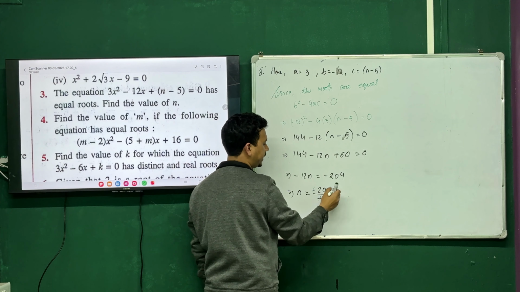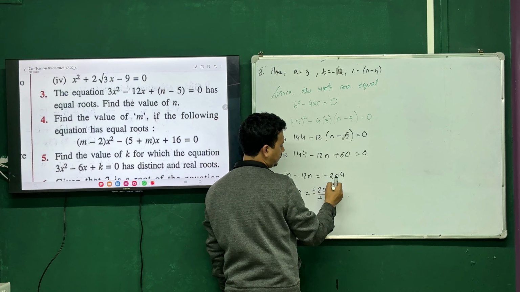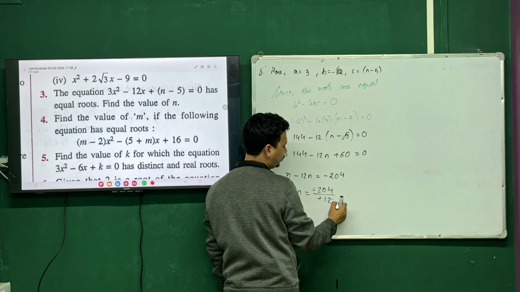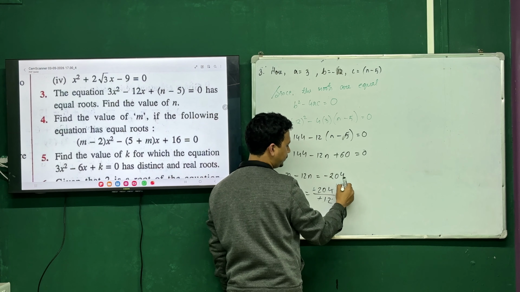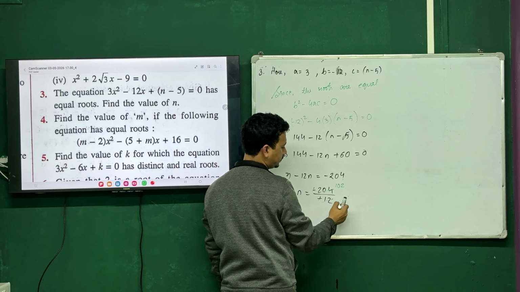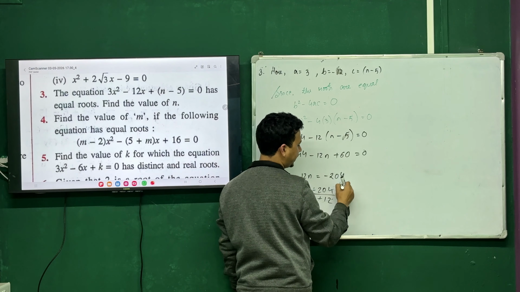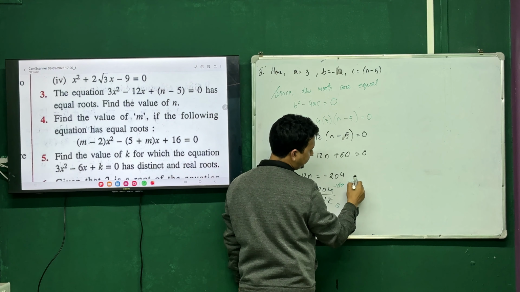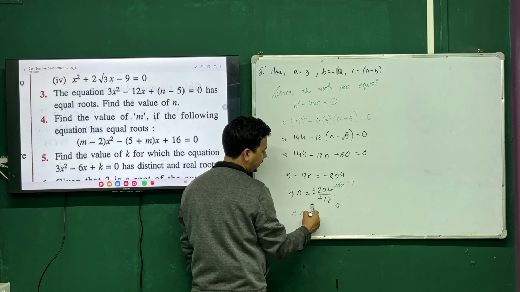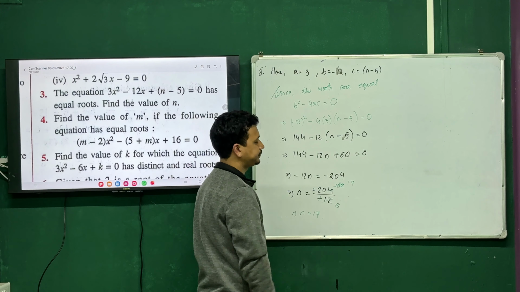Then you can cancel minus 12. I think we can cancel with 2. 2 6s are 12, 2 10, 2 6, 6 1s are 6, carry 4, 6 7s are 42. So we get n to be 70.